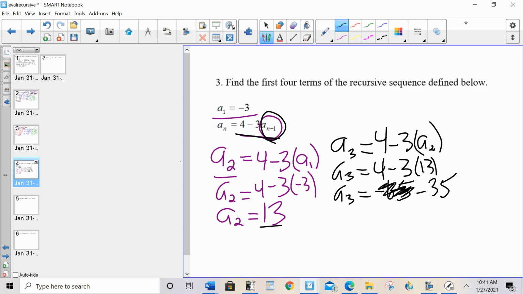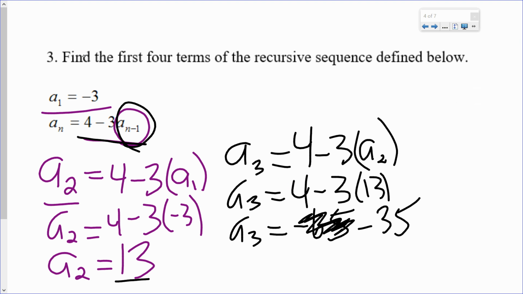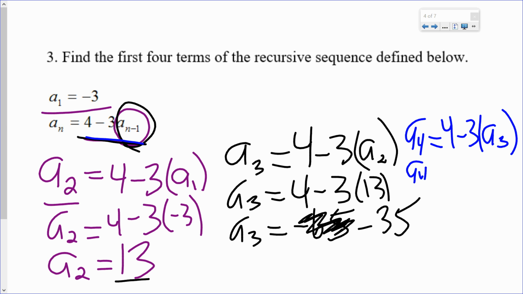Now, if you didn't get that as your third term, then pause, try to find the fourth term, and then unpause. If you did get it, then continue watching. Now that I have the third term, I can find the fourth term. So I'm going to do 4 minus 3 times the previous term, which in this case is a3, since I'm finding a4. a3 is negative 35. You can type that into the calculator if you need to. That's going to give me 109.